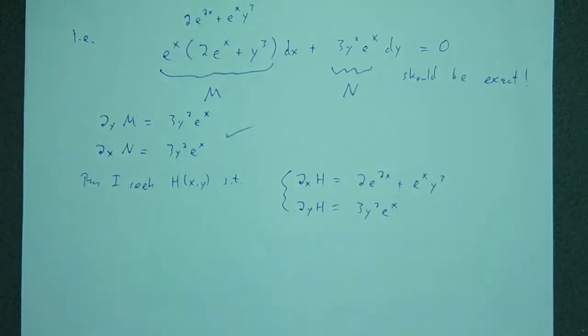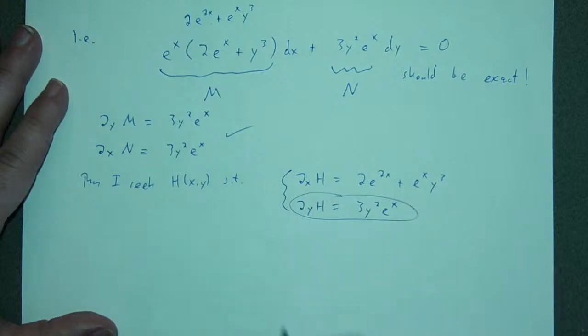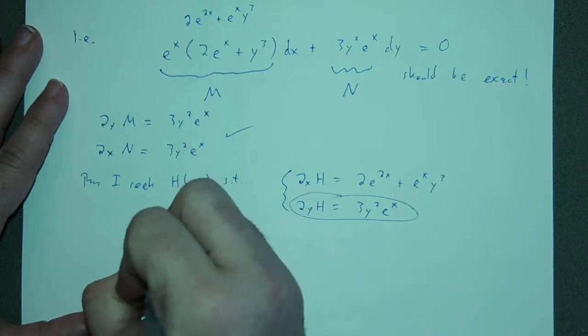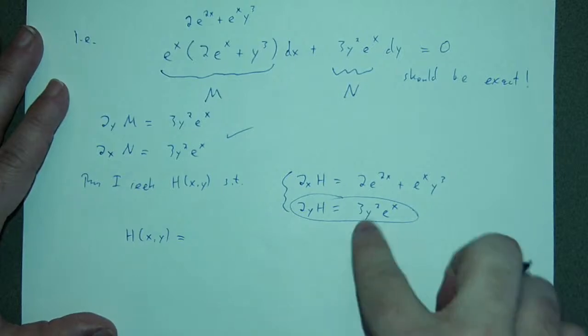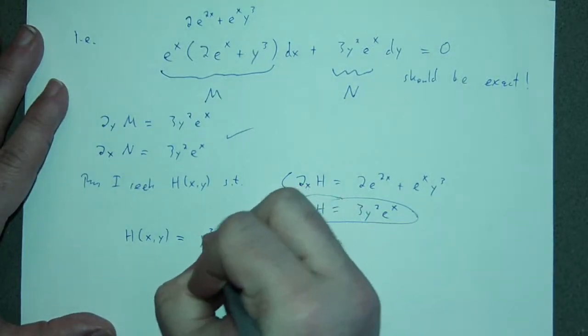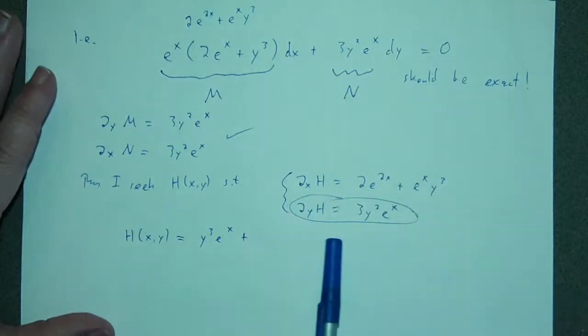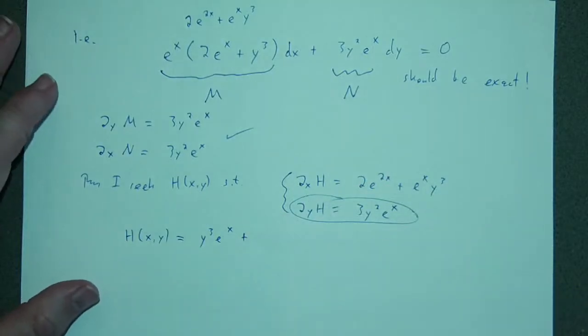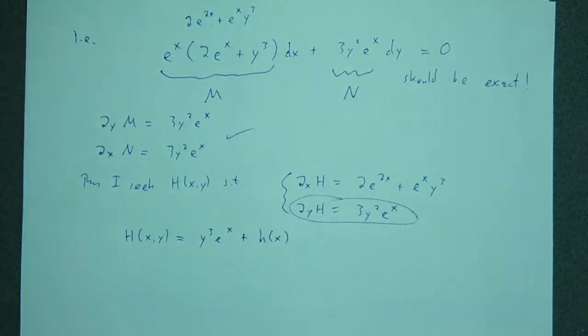So this is the system that I'm looking at. The second equation is easier, so I'm going to start here. I'm going to integrate both sides with respect to y, so I get that h of x y is equal to the integral of this with respect to y, which is y cubed e to the x, plus, since I integrated with respect to y, the most generic constant of integration here is a function of x.